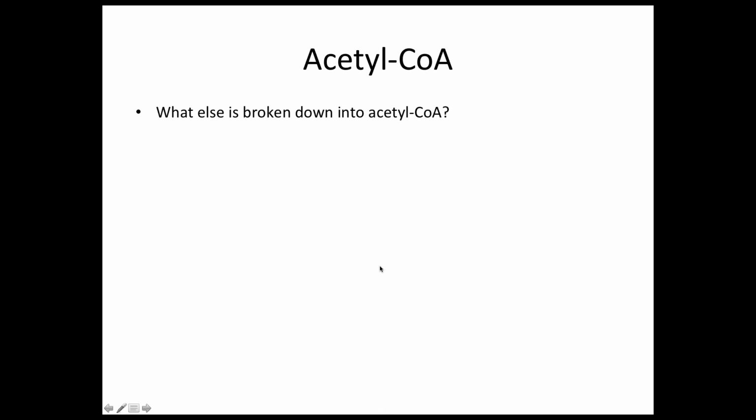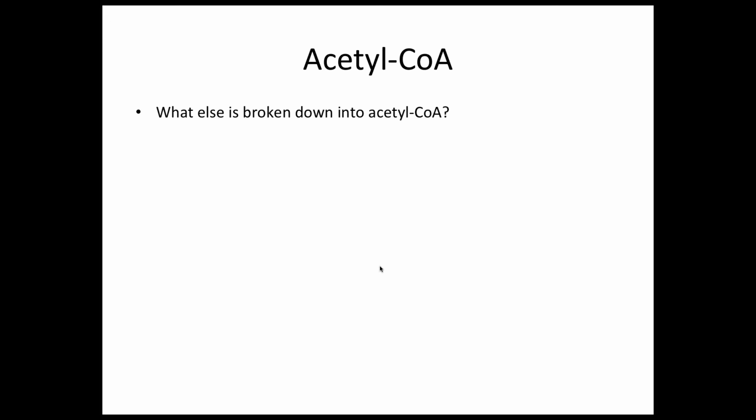Okay, so acetyl-CoA. So what else is broken down into acetyl-CoA, Manali? Beta hydroxybutyrate and the acetoacetate. Yep. Definitely. But those are ketone bodies. So we know ketone bodies are, we know fatty acids are. What else? What other macromolecules are broken down or can be broken down into acetyl-CoA?